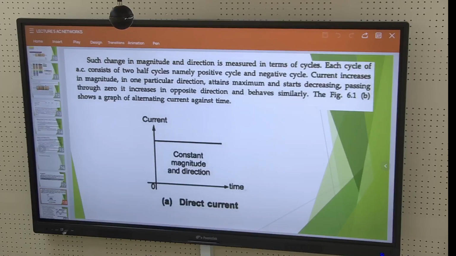Such change in magnitude and direction is measured in terms of cycles. Each cycle of AC consists of two halves, a positive cycle and a negative cycle. Current increases in magnitude in one particular direction, attains maximum and starts decreasing, passing through 0. It then increases in the opposite direction and behaves similarly. So figure 6.1 shows the graph of alternating current.